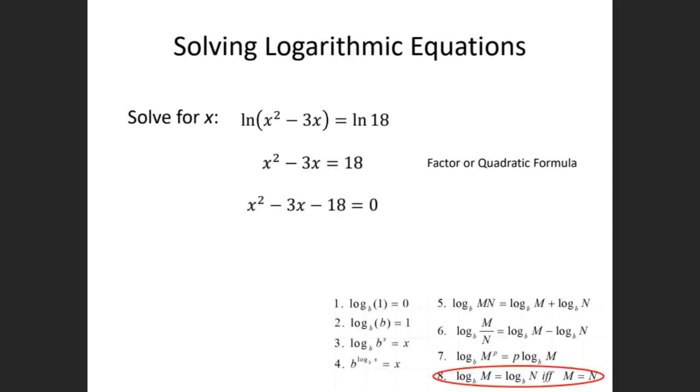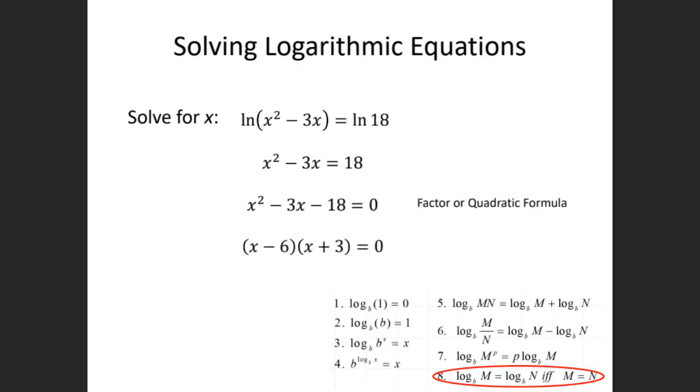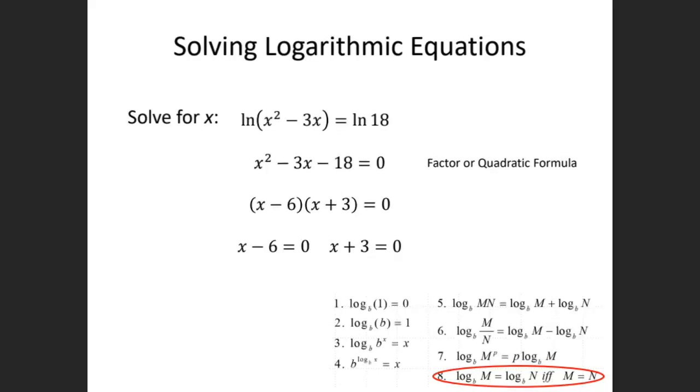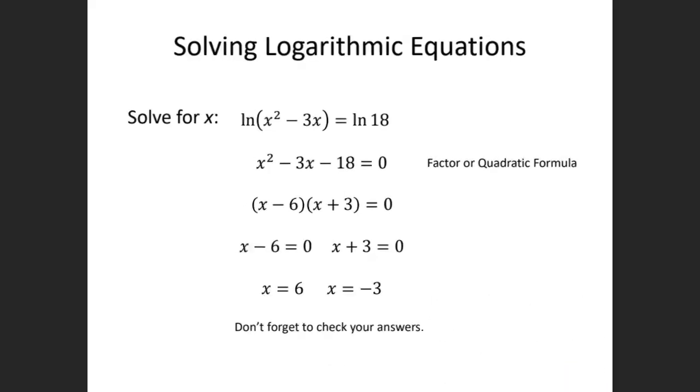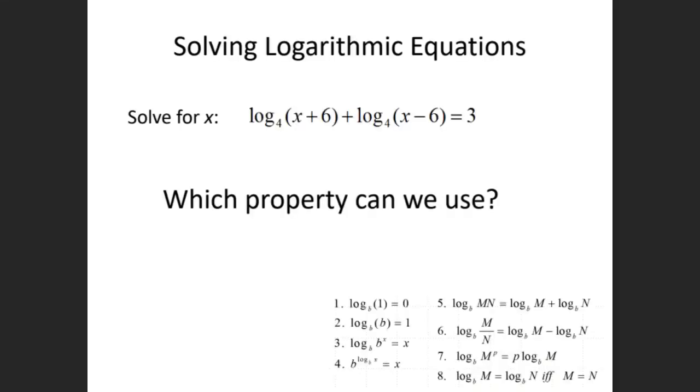Again, we're going to end up with another quadratic. x squared minus 3x minus 18 is equal to 0. I am going to factor this out. x minus 6 times x plus 3. So my values are 6 and negative 3, right? So these are my solutions. But again, let's check. We've got to make sure that if we have two answers, both answers are going to work.